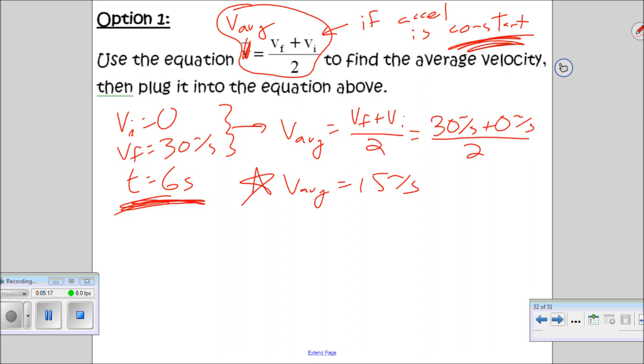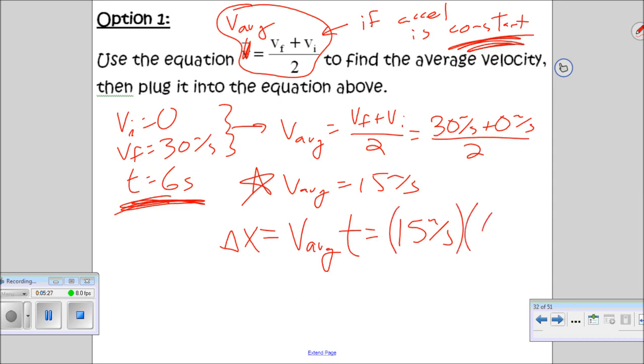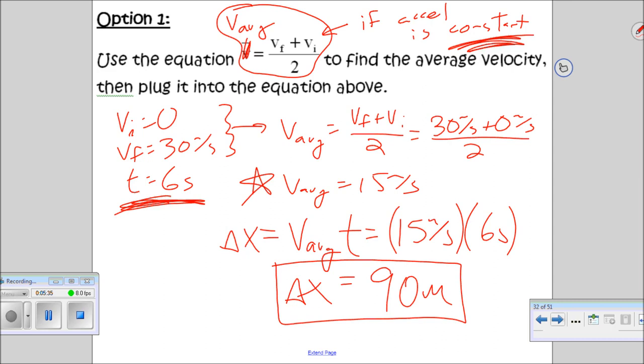Now we can find our displacement. Displacement is average velocity times time. We know we're going at 15 meters a second on average for 6 seconds. Multiplied out, you get 90 meters. So there's our displacement. Notice we went less than 180 meters because it wasn't until the very end of the time that we got to 30 meters a second.